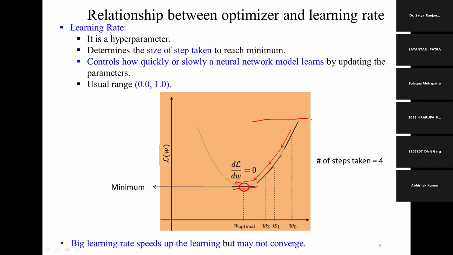So what is the learning rate? Learning rate is how fast, or what should be our particular speed, so that we can reach the minimum and our loss function is reduced. The usual range is 0.0 to 1.0. Always our aim is to reach from maximum to minimum, and that is possible through the learning rate. The optimizer helps us find the optimizing strategy, and the learning rate is the steps we need to take to reach the minimum.